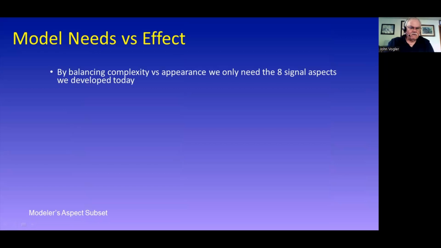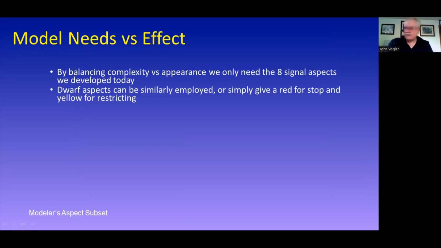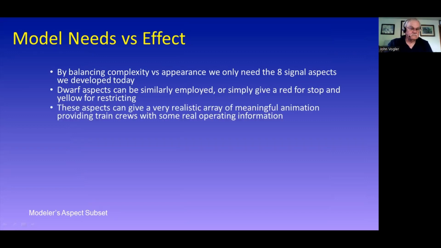And so we're just about done here. So what I'm saying is by balancing the complexity of the system versus what we see, we only need the 8 aspects we developed today. If you want, you can use dwarf signals, or simply give a red for a stop and a yellow to go. And I think you get a realistic array of meaningful animation that you can add to your layout and still give the crews something about real operating information.